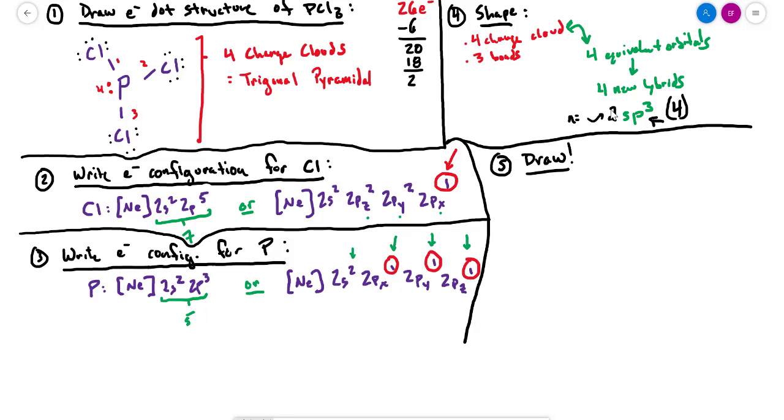Now we can draw this. We can say that phosphorus is our central atom, and if we've hybridized 4 of these, remember the hybridization is going to look like this.